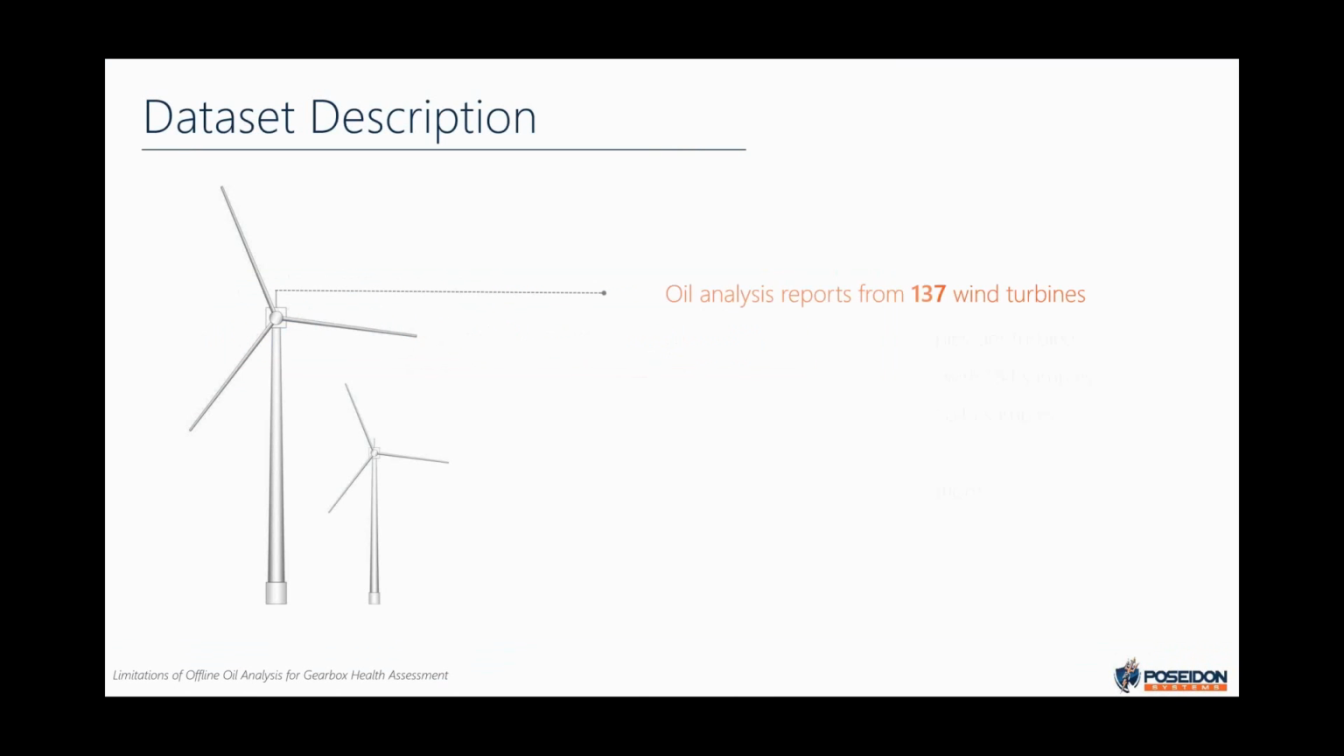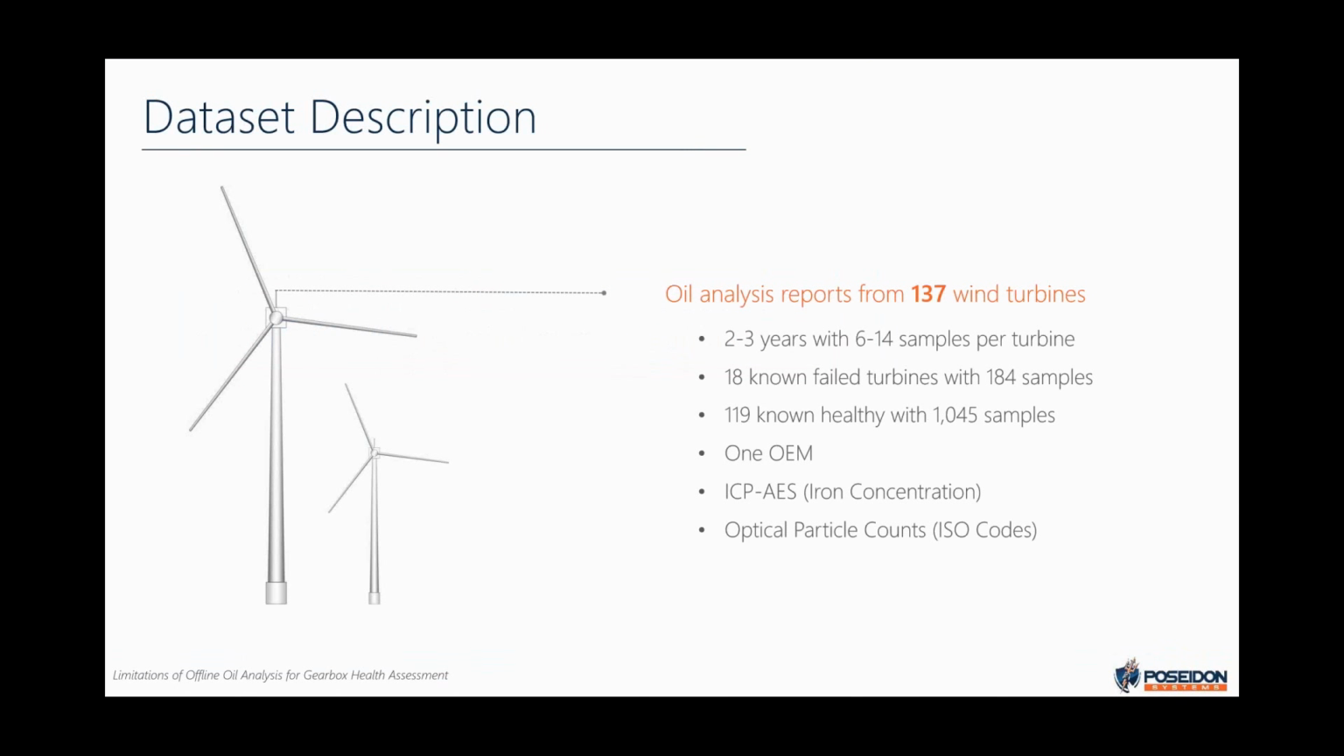Our data set consisted of 2 to 3 years worth of offline oil analysis reports from 137 GE 1.5 wind turbines. So over the course of about 3 years, we received between 6 and 14 oil reports per turbine, depending on maintenance cycles and things like that.